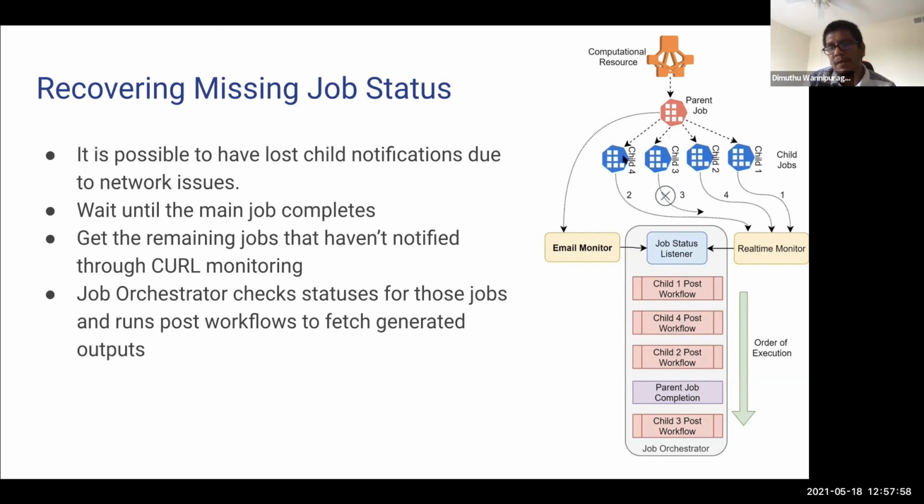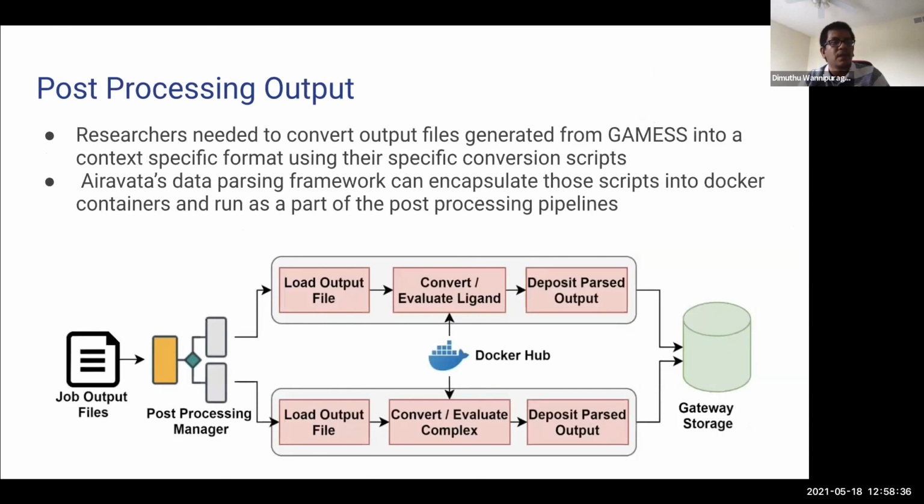After some time, once all the jobs are completed, the parent job sends an email to our email account. Then we know the parent job was completed, but child 3 is still missing. So the job orchestrator talks to the cluster and checks whether child 3 was completed or not. If it was completed, it wraps up the missing job notification and starts to get the output after that. Using this approach, we get fast outputs, and at the end eventual consistency for the missing job notification.